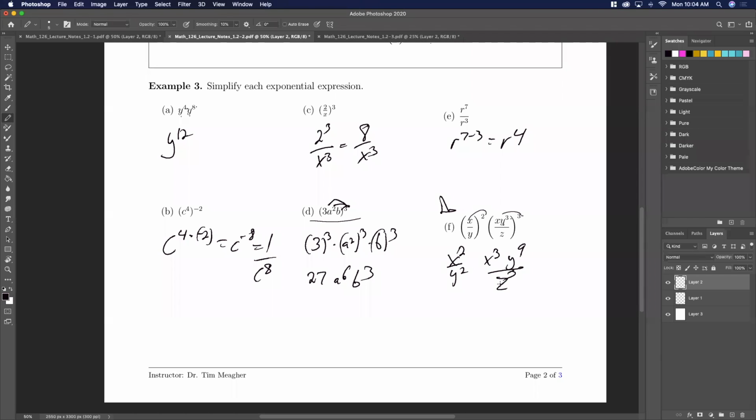Then here, I'm going to just put together what I can. So I have x's on top, so I can put those two together. So I have x to the 5th. Here I have a y up top and a y down below. When I put these two together, I'm going to subtract them out, so I'll get, well, I guess it's up top, so y to the 7th, because 9 minus 2 would be 7. And then here, I only have z's on the bottom. Looks like this.